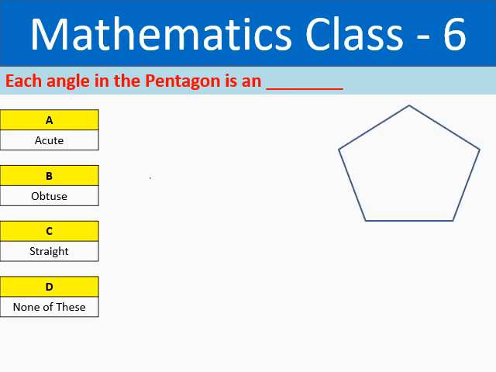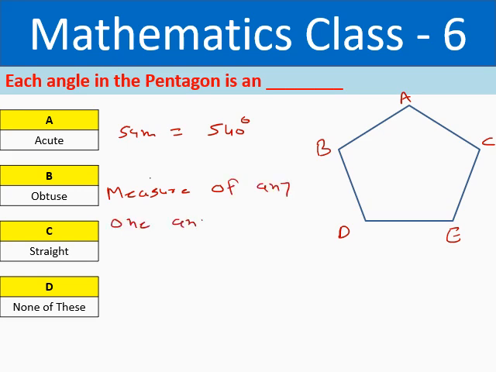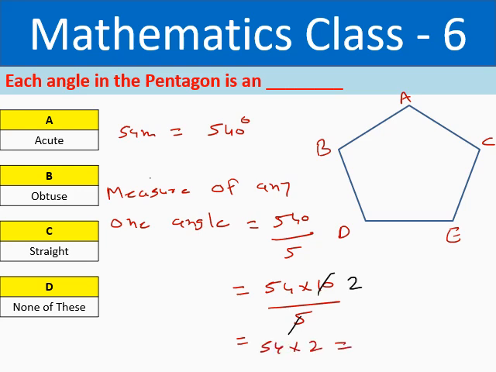Each angle in the pentagon is an. So here you can see that the sum of all angles in this pentagon is equal to 540 degree. Now there are 5 angles in this pentagon. So the measure of one angle is equal to 540 divided by 5. So if we write, it is 54 into 10 divided by 5. So here 5 2s are 10. So we'll get 54 into 2, which is equal to 108 degree.